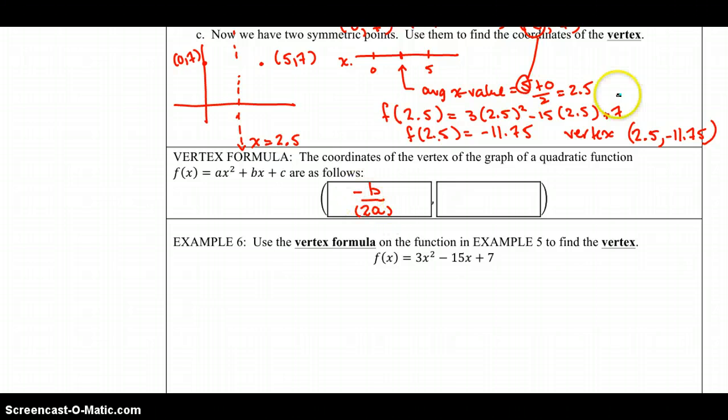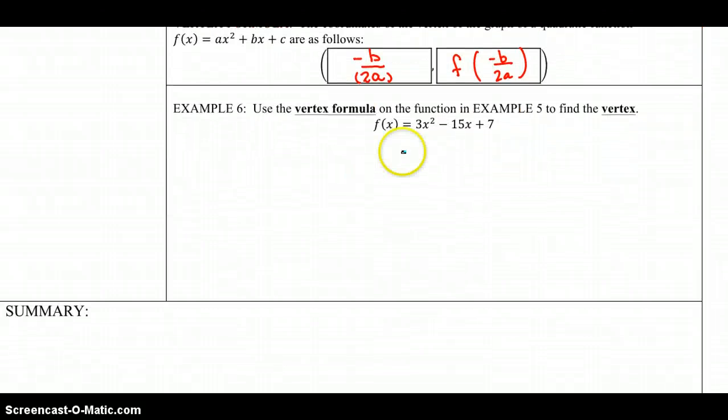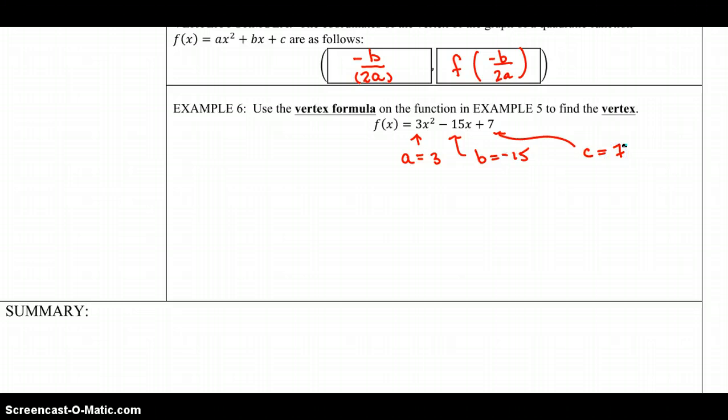So given a quadratic equation with its coefficients a, b, and c, we can get the x-coordinate for that vertex by taking the opposite of b over 2a. And then to get the output, we're just going to put that number, whatever it comes out to be, through our function. So for this one, if we use the vertex formula, the coefficient on x squared is 3, the coefficient on x is negative 15, and our constant term is a positive 7.